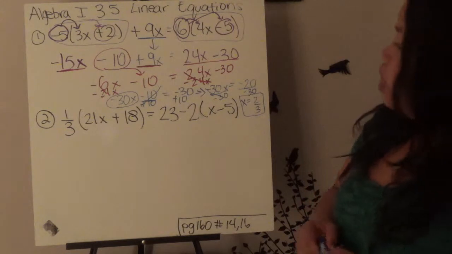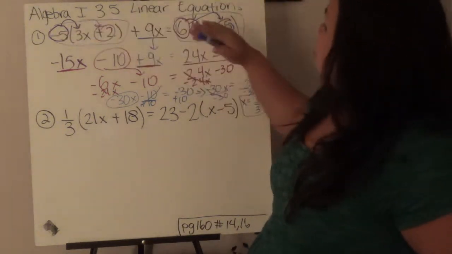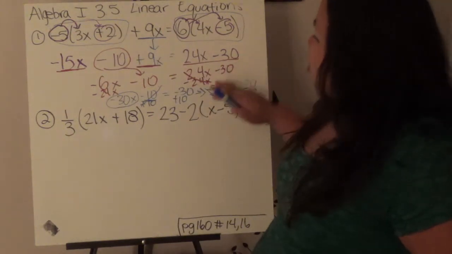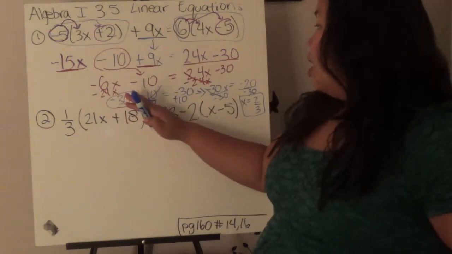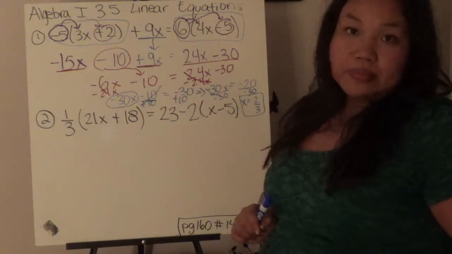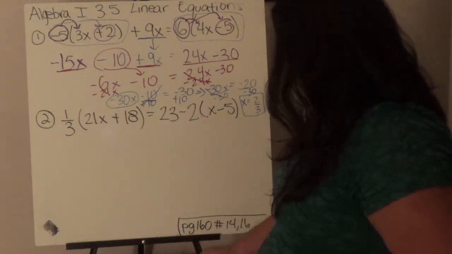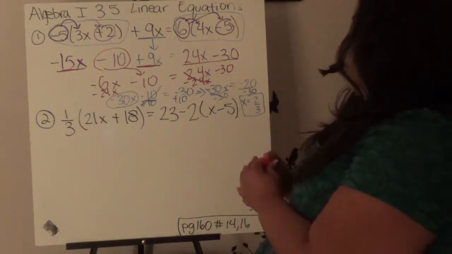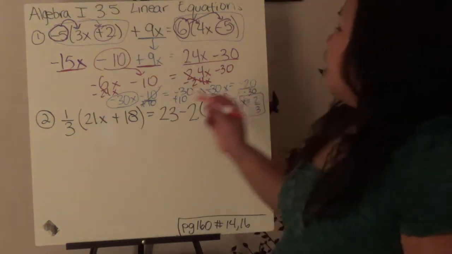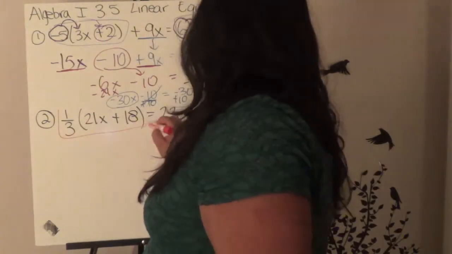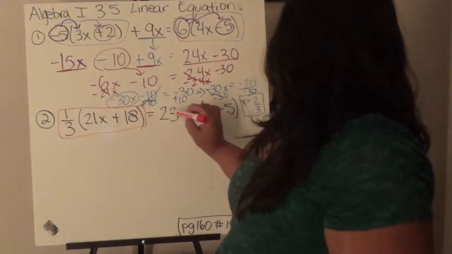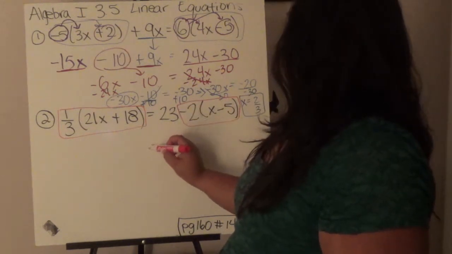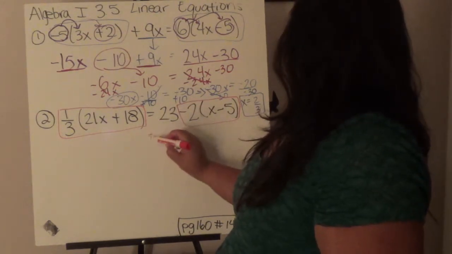So, I got to make sure that I distribute first. Once I distribute, then I can combine like terms, then bring the x's all to one side, and then isolate the x. Okay? Let's try the next one. I'm going to go ahead and focus on the parentheses. Everything else I'm going to bring down.